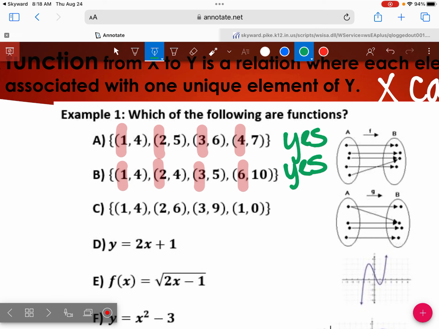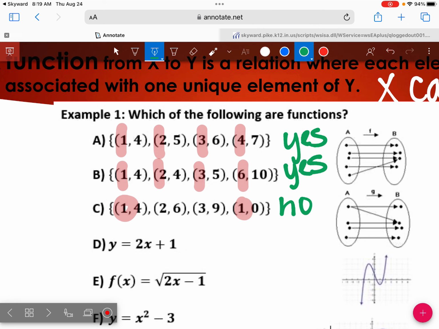All right, what about C? Who says yes? Who says no? I agree, good. And it's because of these two, the ones. See how we have a 1 appear twice? So that would be a no.